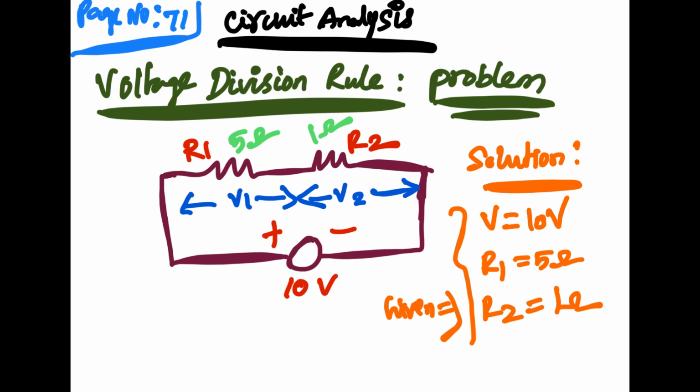Circuit analysis, voltage division rule problem: network shown in figure. R1 value is 5 ohm, R2 value is 1 ohm, that is given. V is 10 volt. We find V1 and V2. Given data is written in notes. Question: circuit shown in figure.